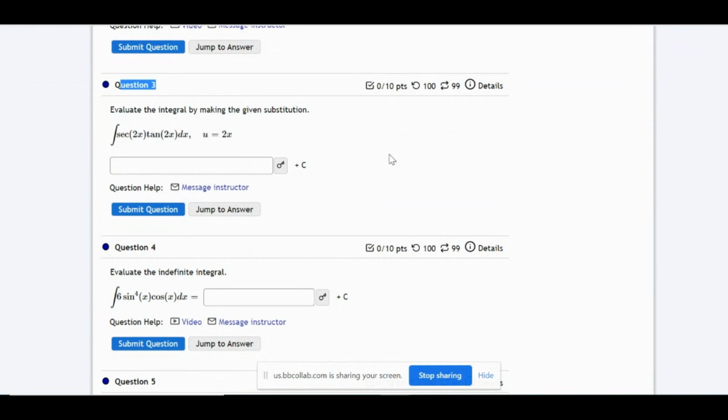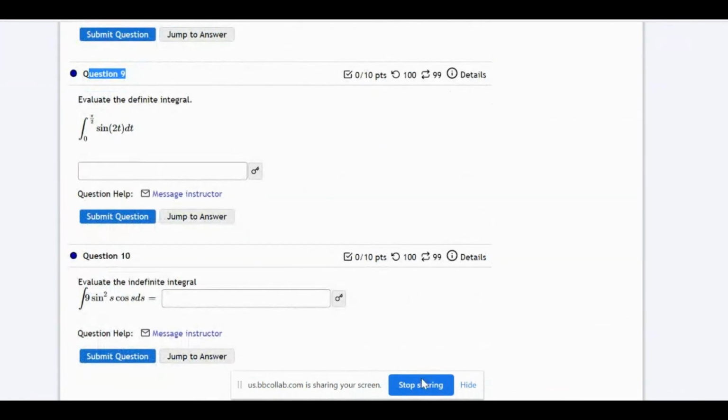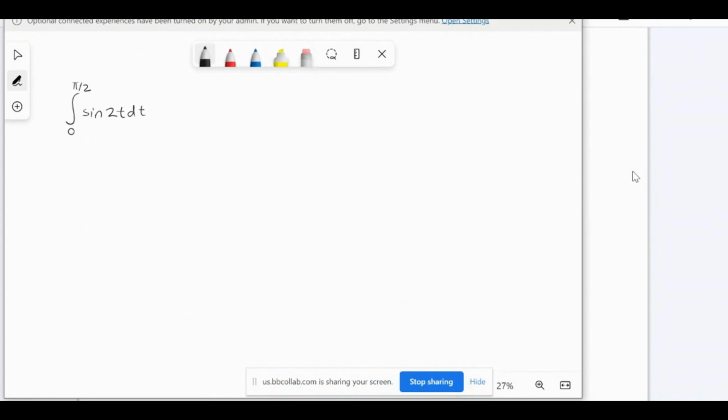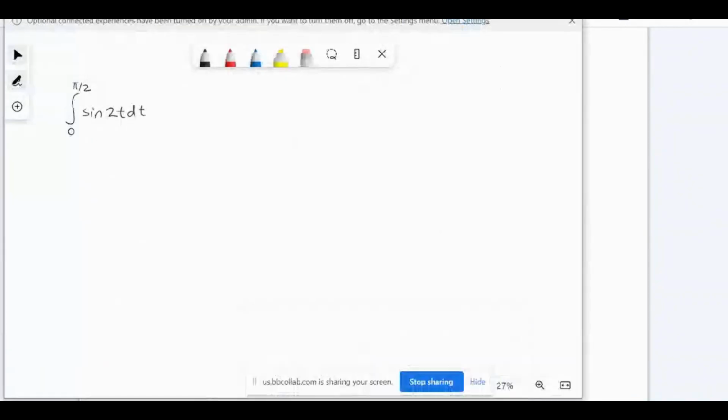We will work on a few substitution problems. So let me copy this question. Evaluate the definite integral from 0 to pi over 2 of sine of 2t dt. We would like to find the integral of sine of 2t dt from 0 to pi over 2.